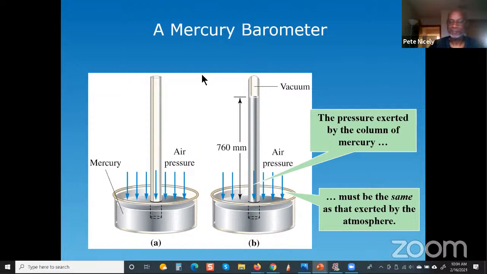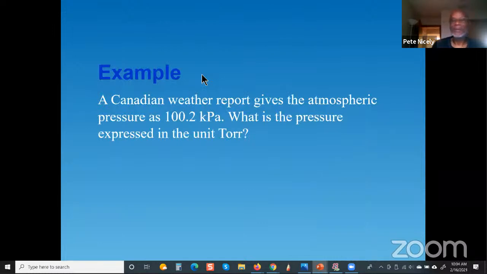Okay, so here's a simple example, nothing too complicated about this. Question is asking, what is the pressure of this value expressed in kilopascals? What is the pressure in torr? That is a very simple problem. It's basically a unit conversion problem. You start off with the 100.2 kilopascals, and you multiply by the conversion factor, which relates the torr unit to the kilopascal unit.